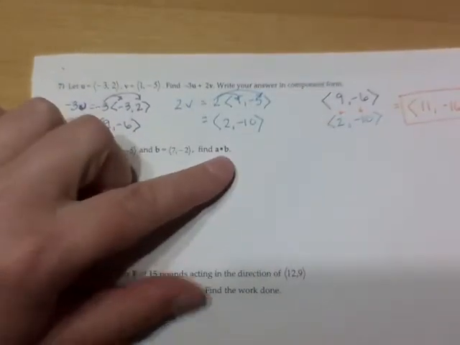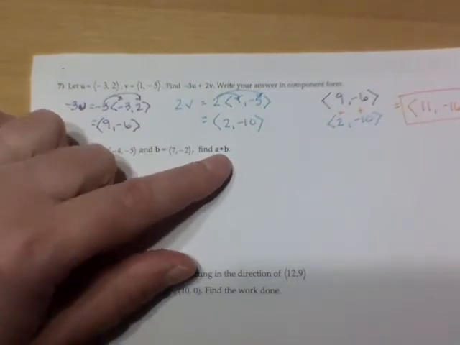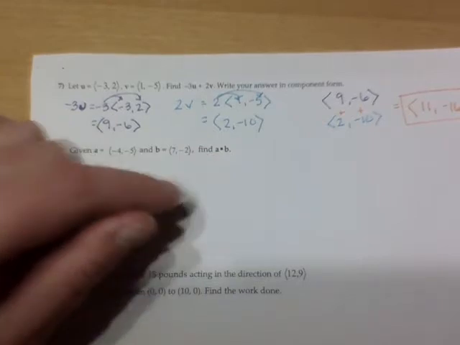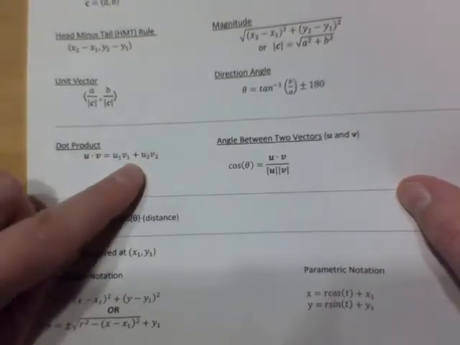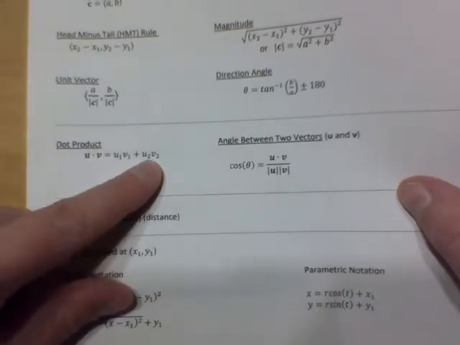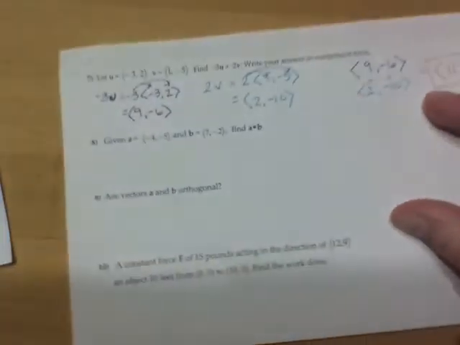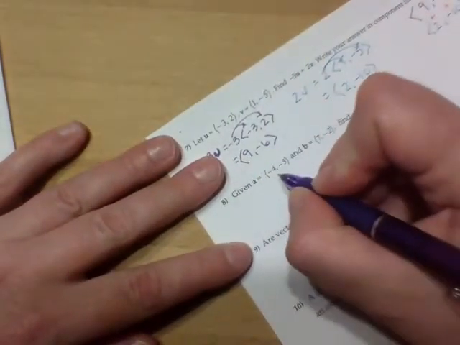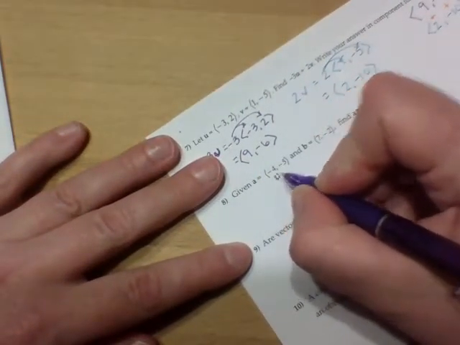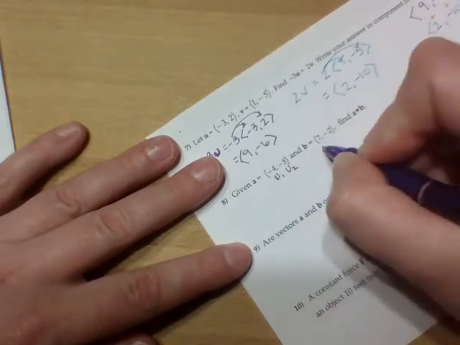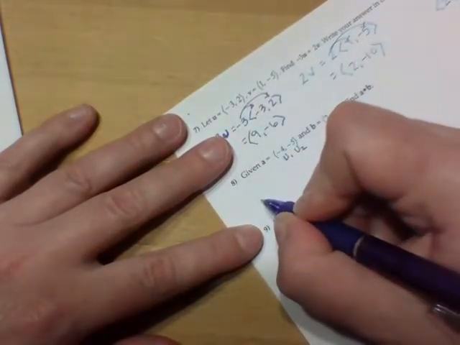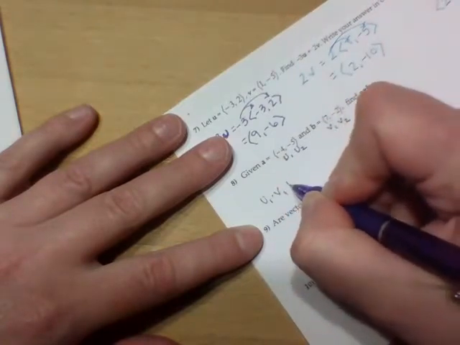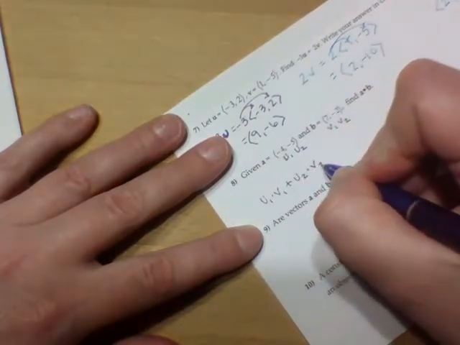Then in the next one, they want you to do the dot product. Remember, this is not multiplication anymore when it comes to bolded vectors. So in that case, we're going to do our dot product, which has a formula over here. So you need to take the x value of the u vector and the x value of the v vector, multiply that, and add it to the y values being multiplied. So we'll call this u1 and u2 and v1 and v2. And so we're going to do u1 times v1 plus u2 times v2.